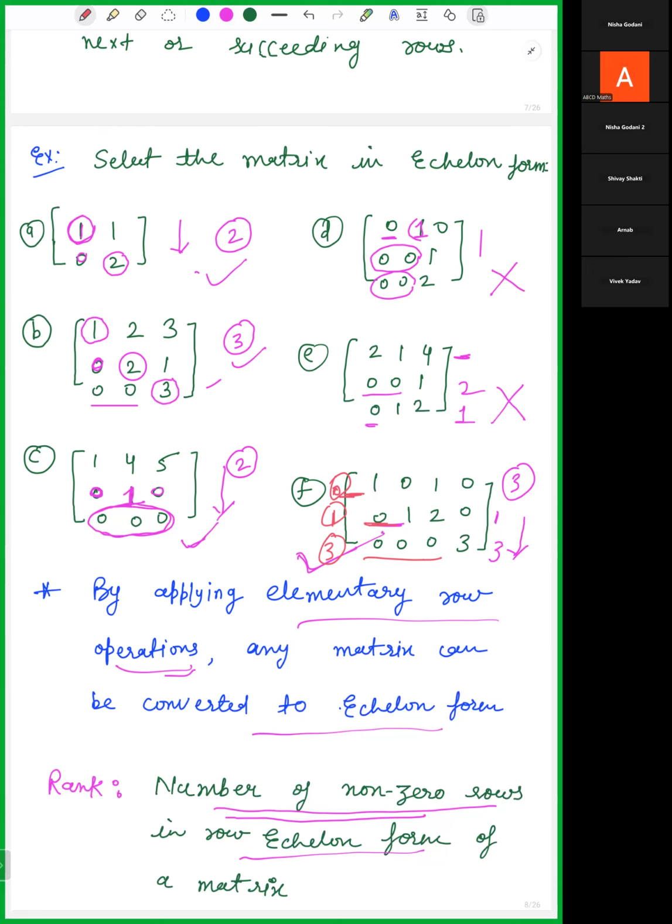Okay. Don't worry, I will discuss several matrices. I'll tell you how to reduce a given matrix, then you will be much more comfortable with this concept of echelon form and the rank.